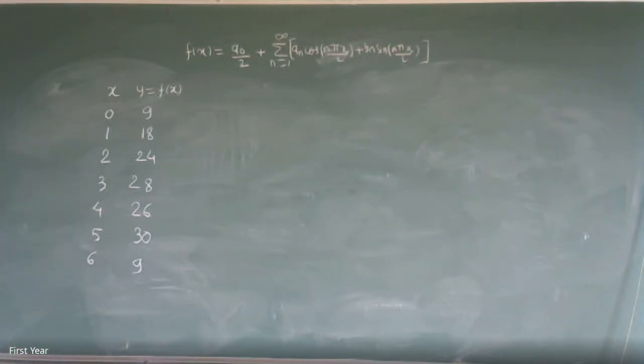Okay. So this is the data which is given to you, x and f of x. And how it is given? It is given in discrete form. Is this okay? And you want to write down the Fourier series expansion for this.